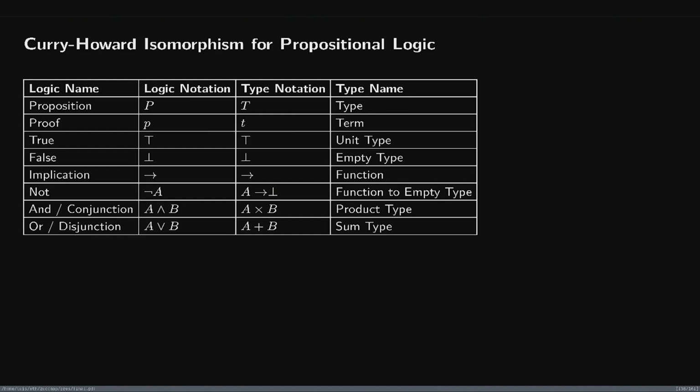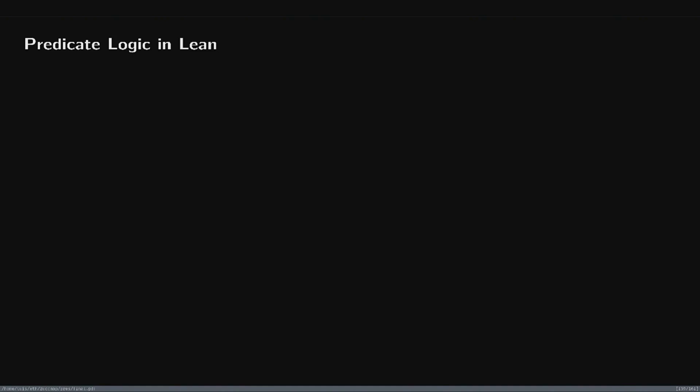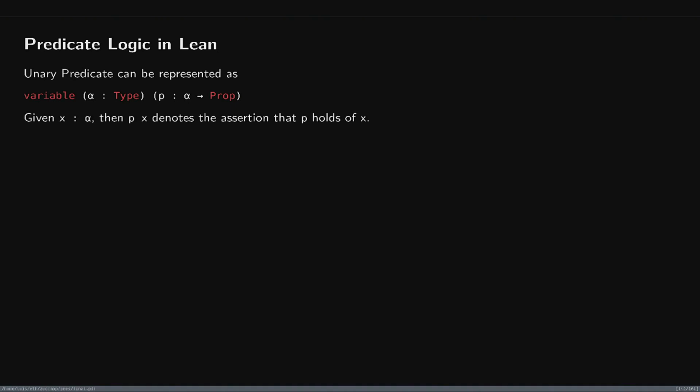Now one could extend this now to predicate logic. We're not going to do this in depth, but the basic idea here is that you can represent unary predicates as a function going from some type, for instance, the natural numbers, to a proposition. And in this way, we can now have statements about mathematical objects or types, like the natural numbers. If you were to be given x of type alpha, then if you had a term of P x, this would then mean that the predicate is true for this x.